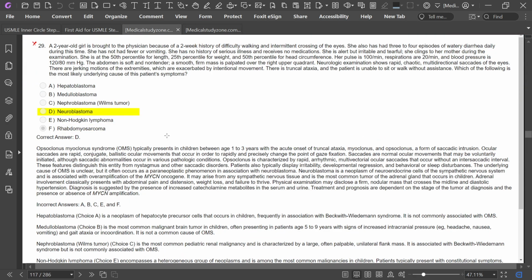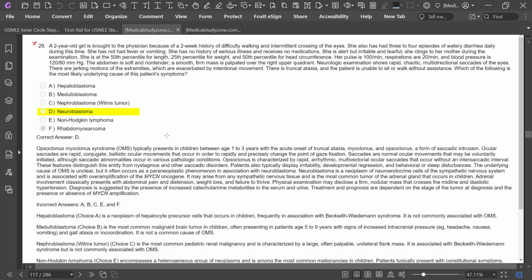Opsoclonus myoclonus syndrome typically presents in children between age 1 to 3 with acute onset of truncal ataxia, myoclonus, and opsoclonus, a form of saccadic intrusion.